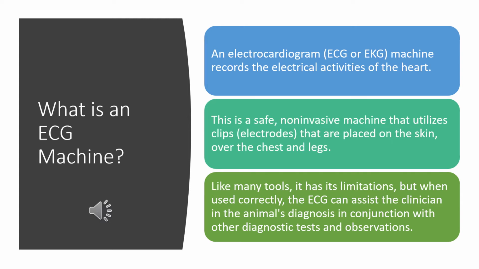Things such as patient movement, loose leads, or misplaced leads can lead to false readings. This is why the ECG machine is often used in conjunction with other diagnostic tests, as well as the technician and doctor's ability to observe and identify any patient problems.